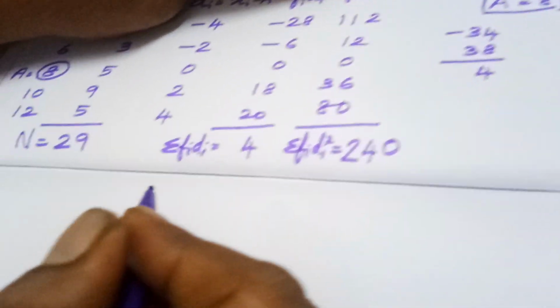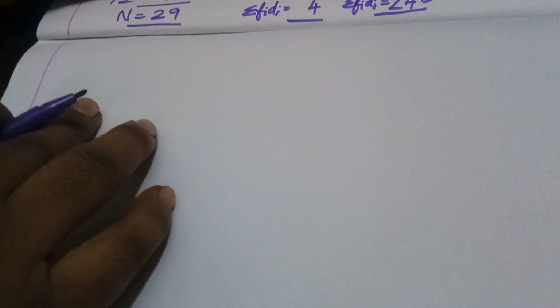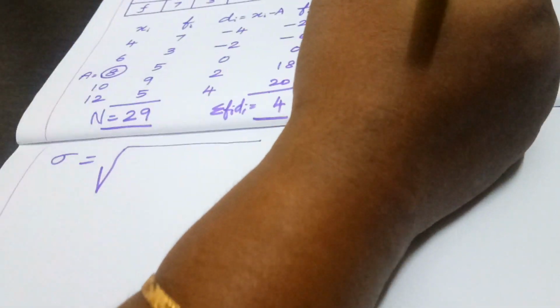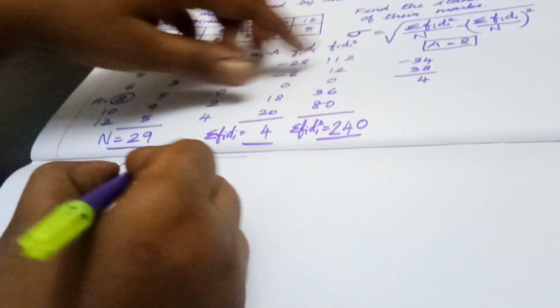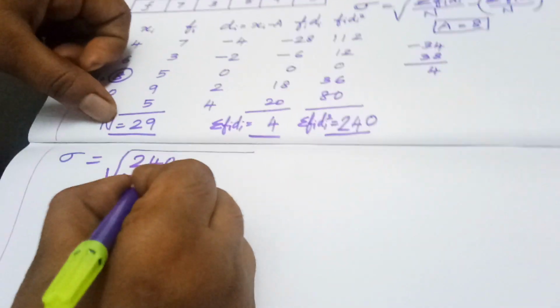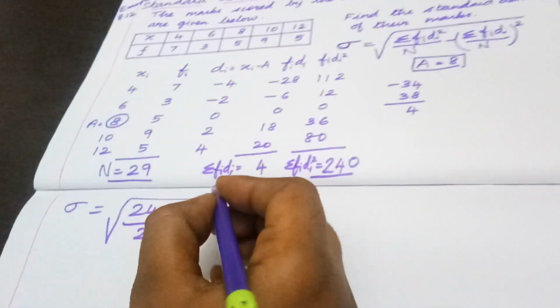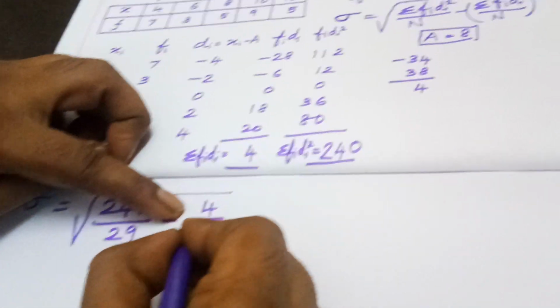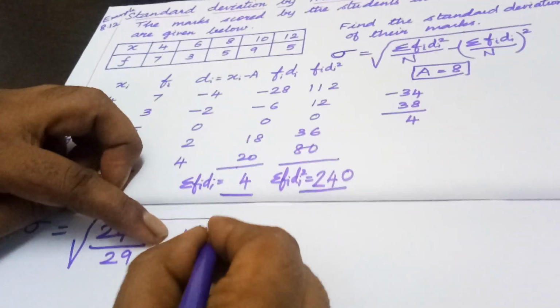So we are going to substitute in this formula. So we are going to substitute all the values in the formula. So sigma is equal to square root of sigma fi di square, which is 240 by capital N, that is 29, minus sigma fi di is 4 by N 29 the whole square.